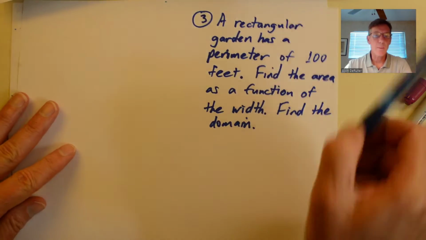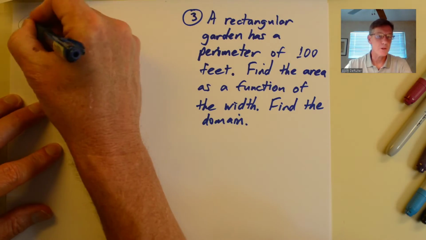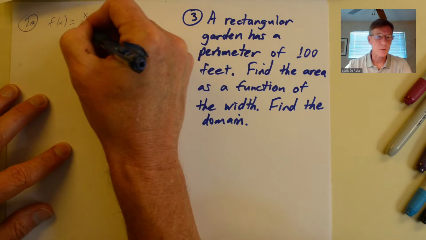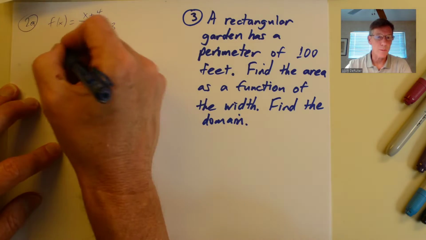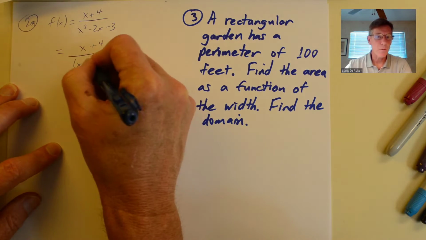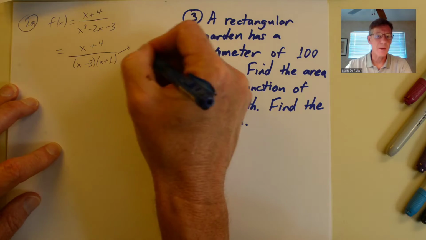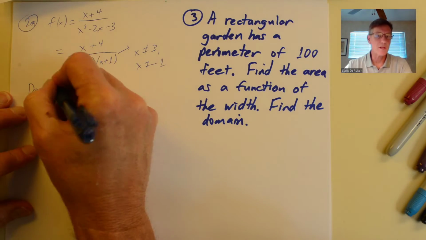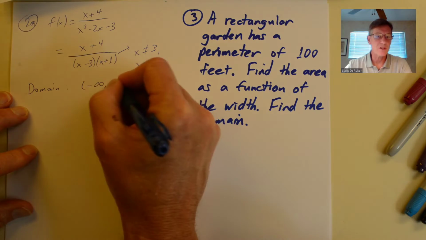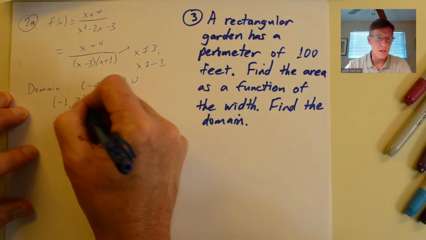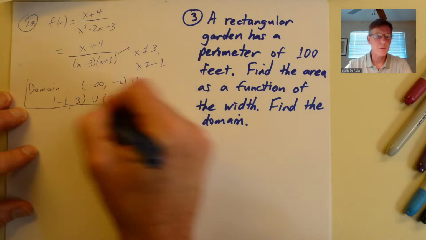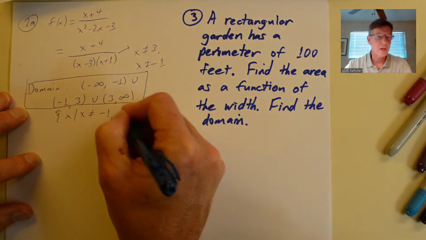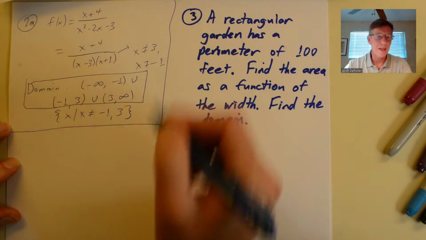Okay, let's take a look at a couple other problems where we're trying to find the domain. So 2A. The function here is a fraction, x plus 4 over x squared minus 2x minus 3. It's factorable, so we factor that denominator. And if we're looking for the domain, we don't want zeros in the denominator, so we write that in interval notation. Negative infinity to negative 1, union negative 1 to 3, union 3 to infinity. And of course, we should also be able to use set builder notation, again excluding the negative 1 and the 3.